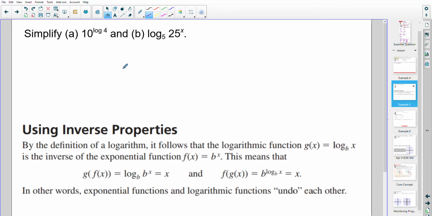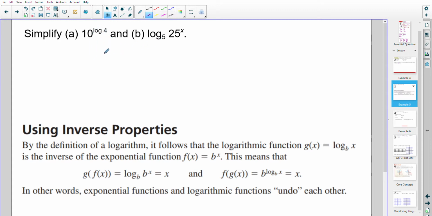Still working with logarithms, and in this section we're going to talk about inverse properties. What happens if you have a composite of a log and its inverse function, an exponential? If you look at these two expressions, you're going to see that you have a base, in other words, an exponential to a log, and you have a log of an exponential. So logs and exponentials are tied together in both of these problems.